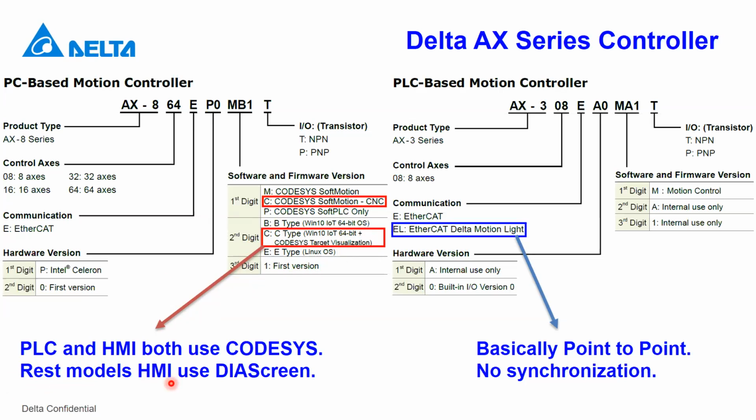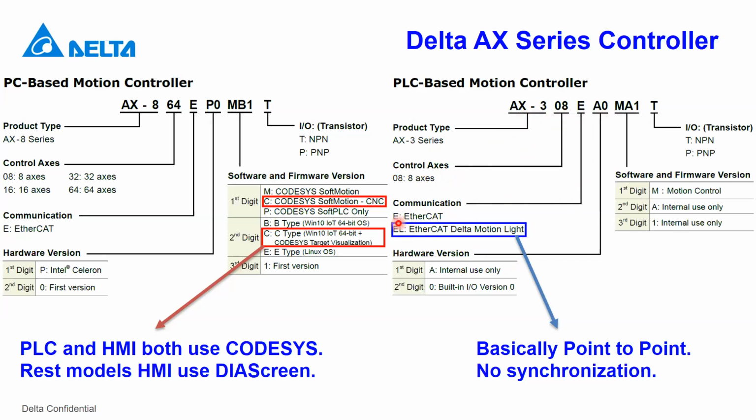So here I give the comment that for REST model, HMI, you can use a DI screen. But if they select this one, then both the PLC and the HMI will use CODESYS software. And for the PLC base, now we have 3 models. Here I only show one, 886, but in the next few pages I will show you. And for the EtherCAT model here, now PLC has 2 models.